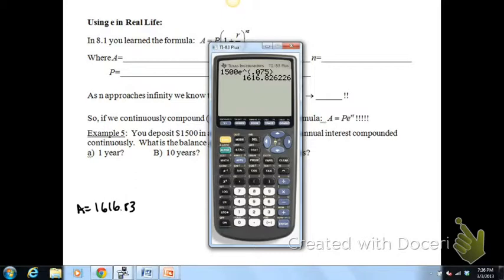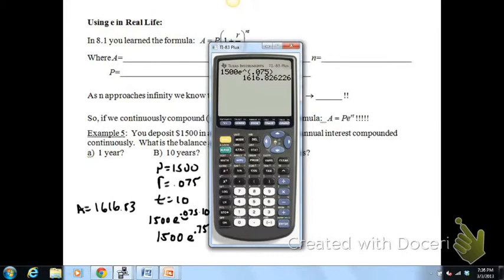If we did this for 10 years, everything's going to stay exactly the same as far as our amount for P. Our principal is still 1,500, and our interest rate is still 0.075. Here, the time value, though, is changing to 10 years. So in the calculator, it's going to go 1,500 e to the 0.075 times 10. Now I know if I multiply 0.075 times 10, I'm just going to move the decimal place over once. So I'll save myself a little work and just put in 1,500 e to the 0.75 power. And let's see what happens.